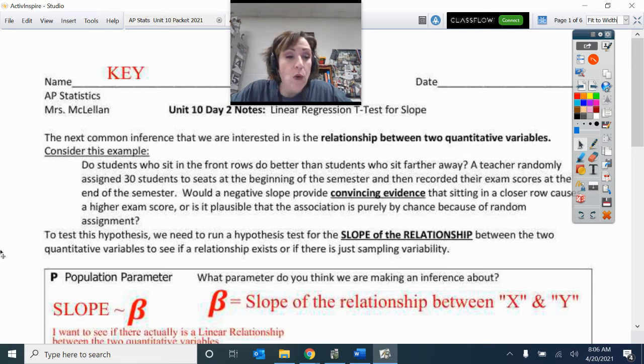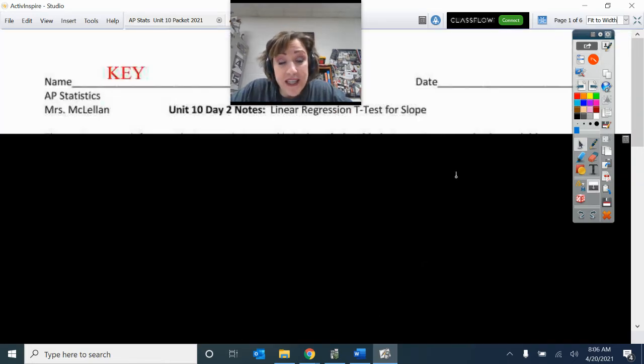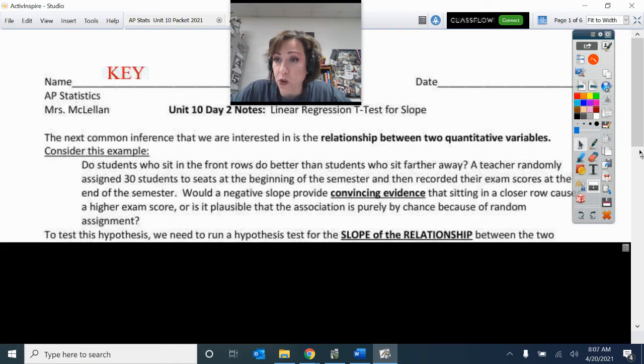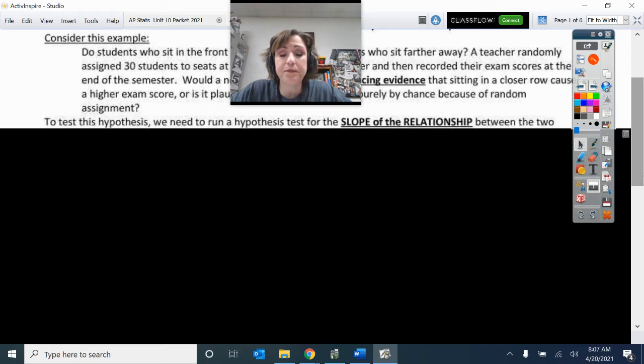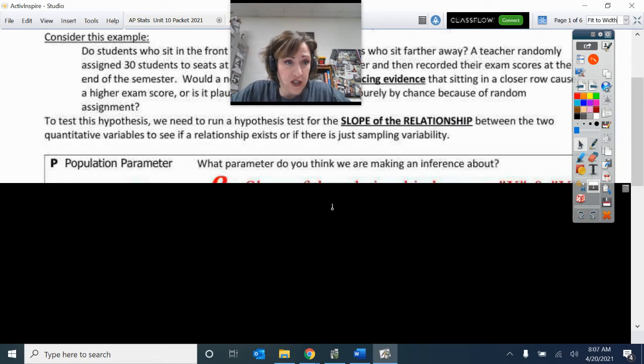Well, to test this hypothesis, we are going to run a hypothesis test for that relationship between those two quantities. And what we're going to be testing for is the slope of that relationship. The slope of the relationship between two quantitative variables to see if there actually is a linear relationship between x and y. Okay, so what would this look like?